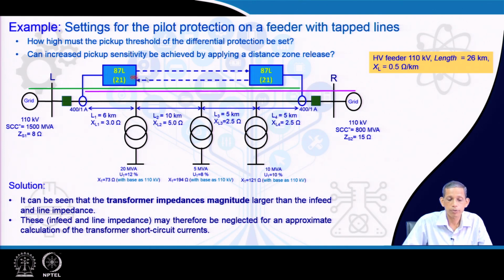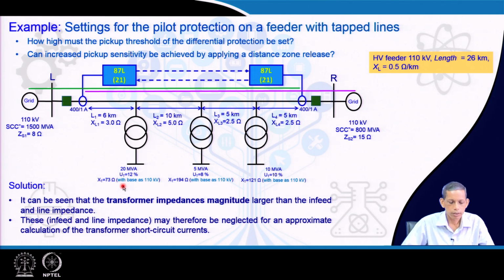How will the differential protection for the feeder be accomplished? So, what we have just discussed earlier: how much will be the pickup setting? Can the pickup sensitivity be increased by applying a distance zone release? That is, can the 21 or the distance relay supplement this 87L in a better way? That 120% setting we are talking about, we will look into that perspective. Now we go to the solution for this network, this feeder protection in the presence of a number of taps.